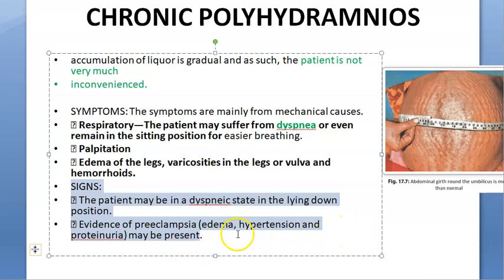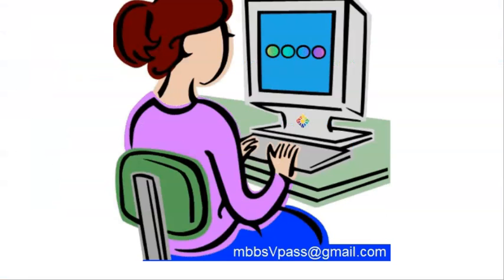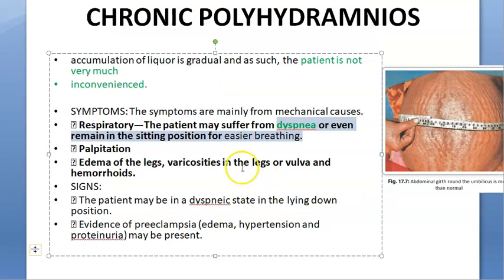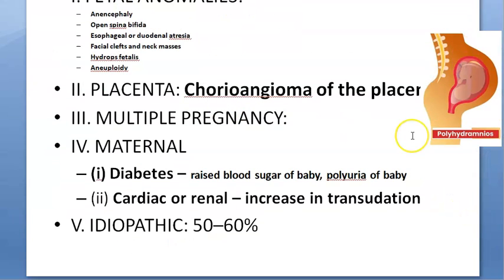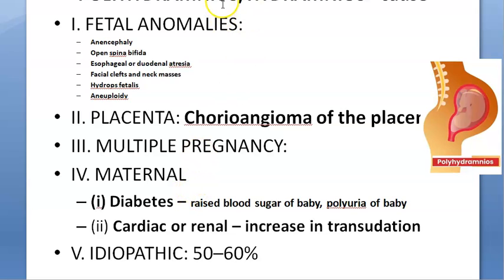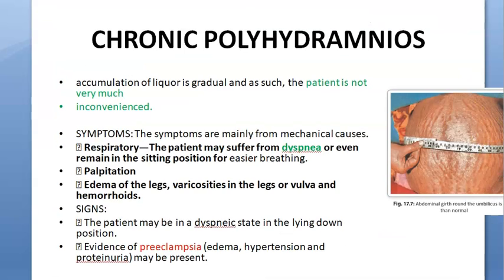What are the signs that you will see? The patient may be in a dyspneic state in the lying down position. So she's having dyspnea even in a sitting position. Okay, she's even at rest. How's it going, people? What are we looking at? The clinical features. Imagine you have a huge abdomen, how it will feel, right? Then you will see evidence of preeclampsia may be present. So preeclampsia can be there in these people, which they did not mention in the cause, right? In the causes of polyhydramnios, nowhere did they mention eclampsia, but the cardiac being hypertension. Okay, anyways, let's move on.